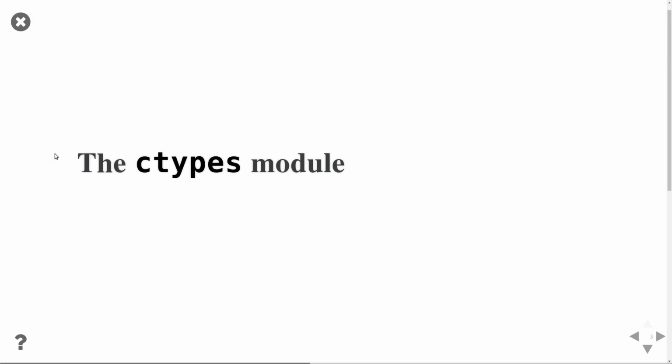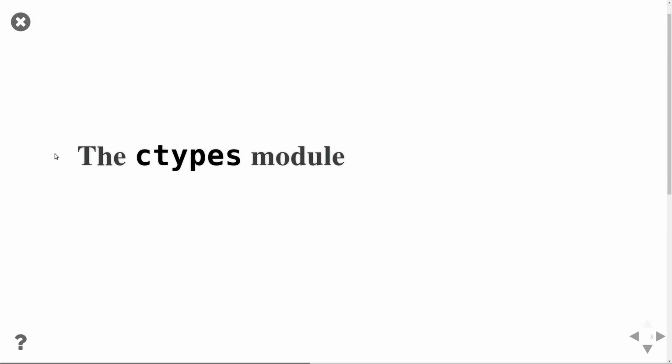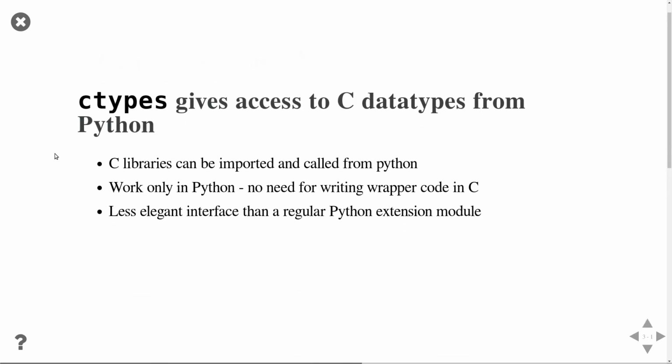Okay, so this is what I personally think is probably the simplest way you can integrate C code. Then there's ctypes. ctypes is, again, a different philosophy, and it basically gives you access to C data types from Python. So with ctypes, you can talk about integers in Python, and floats, and doubles, and all these objects that you also have in C.